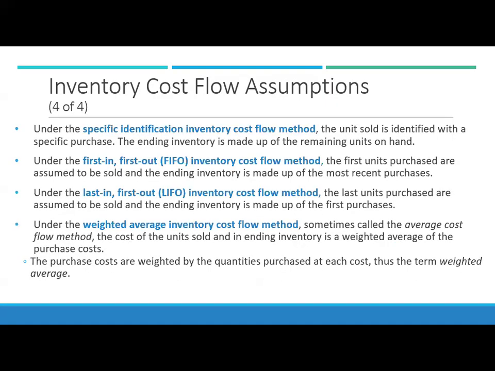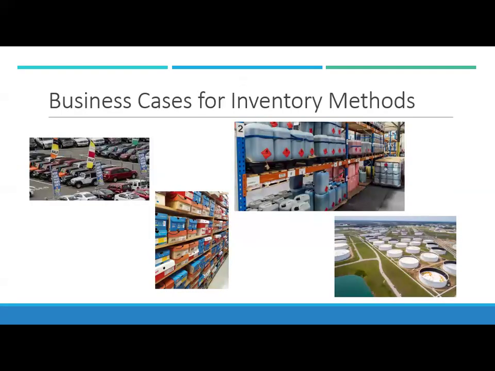Another method that was not in the image is the specific identification inventory cost flow method. This is when we know exactly which unit was sold. This is particularly common in a car lot. Every car has a VIN number. We know exactly how much we paid for every single car. The cars come in, we add them to our inventory balance, and when the car is sold, the cost of goods sold is the cost that we paid for that particular VIN number of the car.